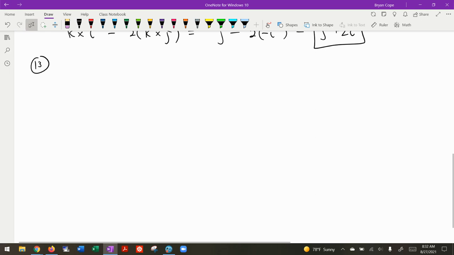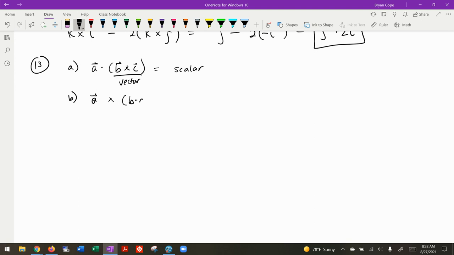Okay, so 13 says, state whether each expression is meaningful. If not, explain why. If so, state whether it is a vector or a scalar. Okay, so part a, a dot b cross c. By whether it's meaningful or not, that really just means, like, is it defined? So b cross c is a vector, and it is possible to dot a vector with a vector, and we get a scalar. So that is meaningful.